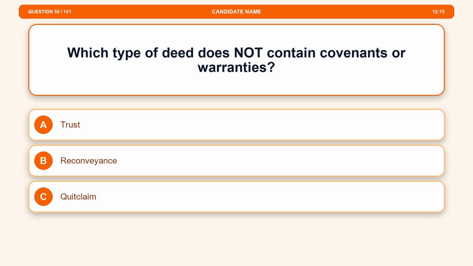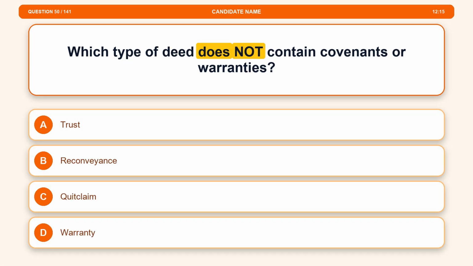Question 50. Which type of deed does not contain covenants or warranties? Option A, trust. Option B, reconveyance. Option C, quitclaim. Option D, warranty.